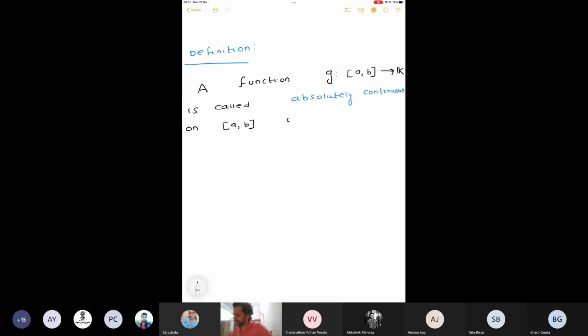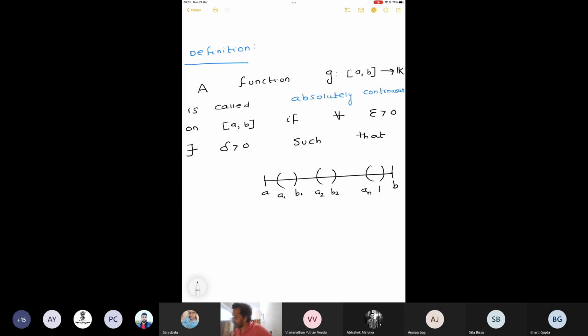On AB, for every epsilon greater than 0, there exists delta greater than 0, like uniform continuity, such that: now you have AB. Suppose you have inside AB a finite family of non-overlapping subintervals, A1, B1, A2, B2, etc. A and B, open intervals.